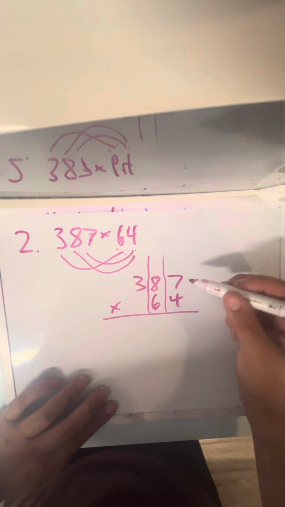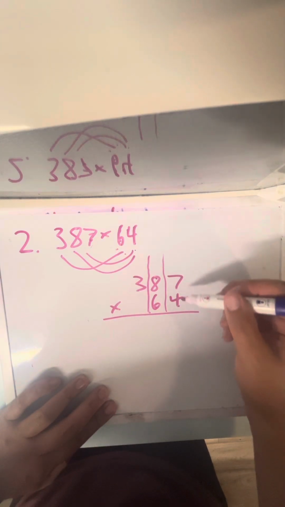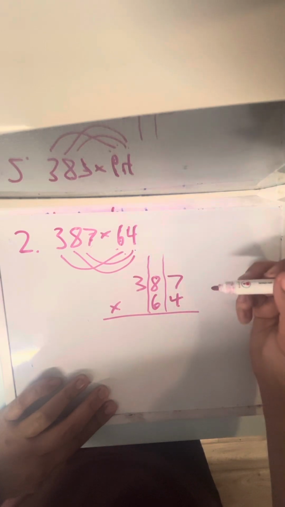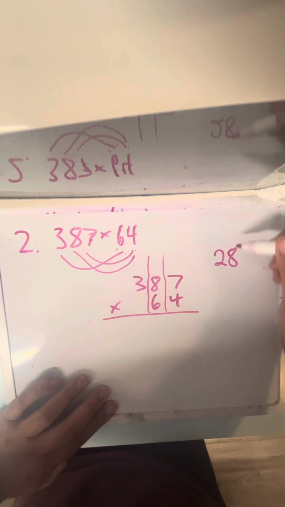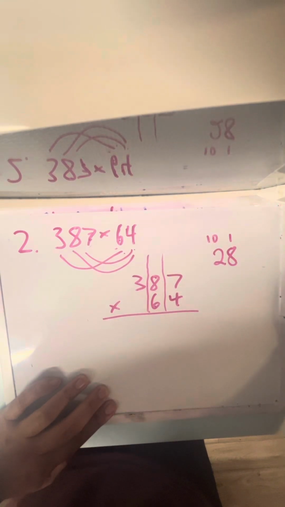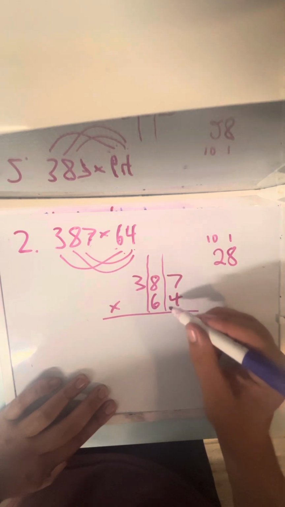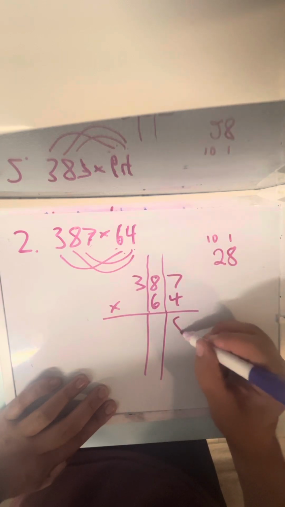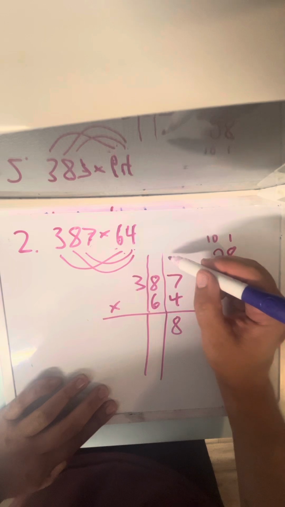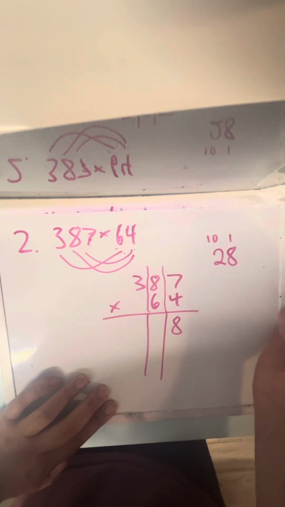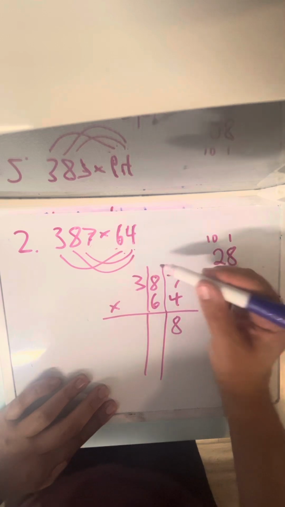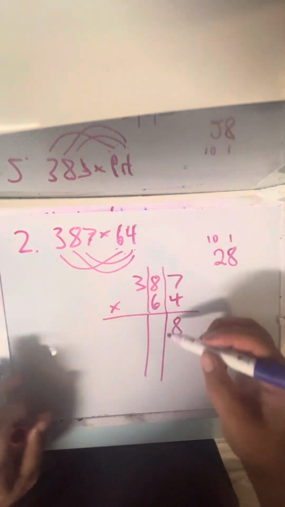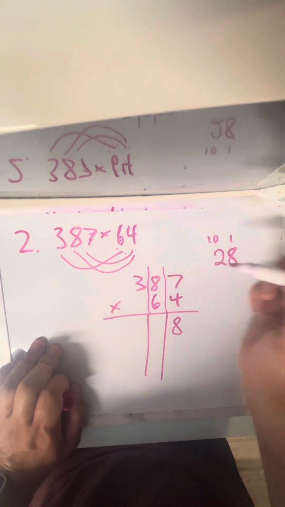4 times 7 is our first thing. We're multiplying the numbers in the ones first. So 4 times 7, I know is 28. In 28, I have an 8 in the ones place and a 2 in the tens place. So I'm going to take my 8 and put it down here in the ones column. Just like I would regroup in adding, I'm going to do that in multiplication.